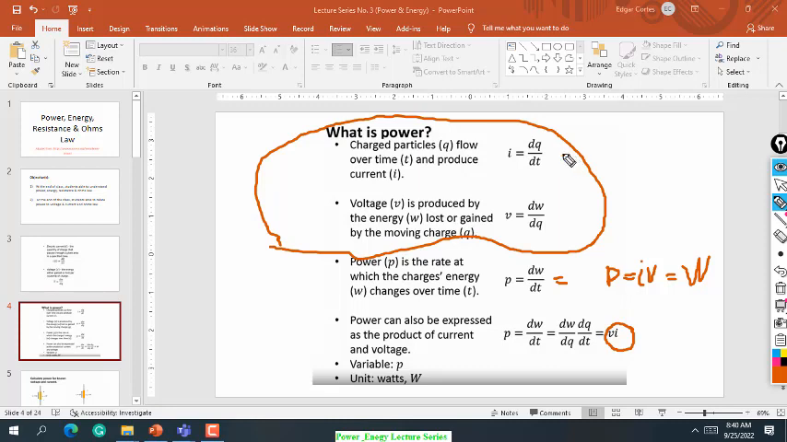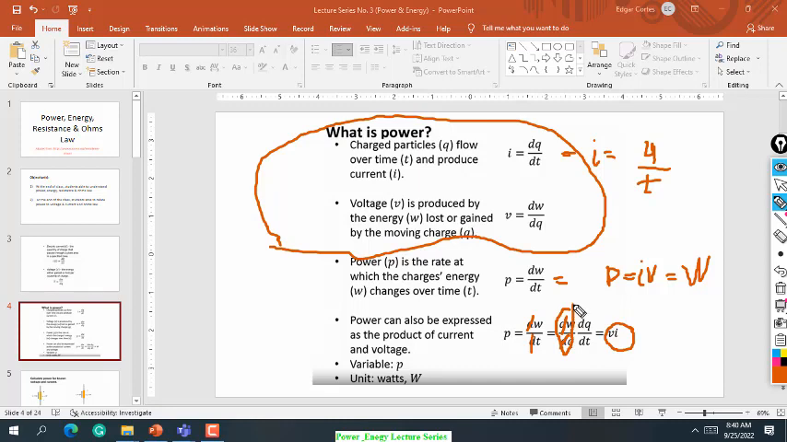But basically we can represent this in simple math as Q, or big Q, over time. It's just the same, do not confuse the d. It's just a mathematical representation. Same with this one, you can omit the d here: that is W over t, and W over Q is voltage.